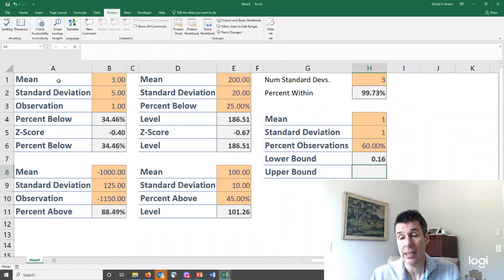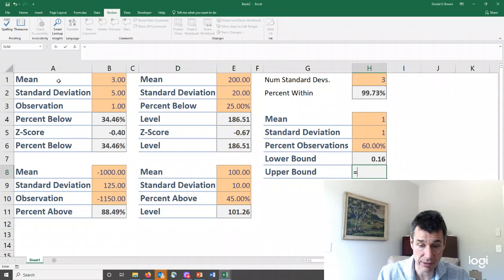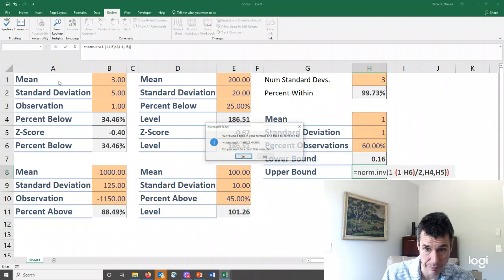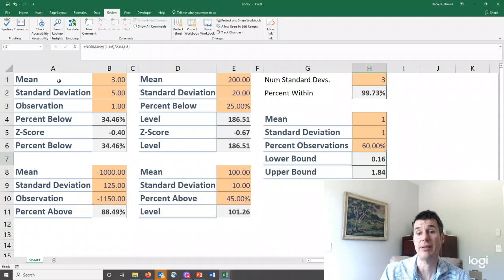0.16. The upper bound is going to be the percent of observations. Again, we've got that 20%, but now we want 80% below, 20% above. So that's going to be norm.inv of 1 minus the 60% over 2, comma, mean of 1, standard deviation of 1. Oops, 1.84. So 60% of the observations are between 0.16 and 1.84.